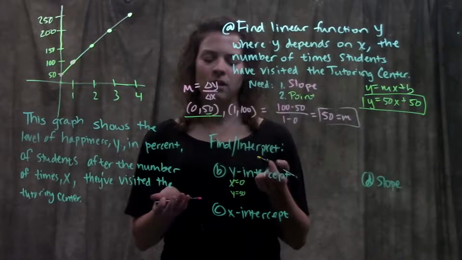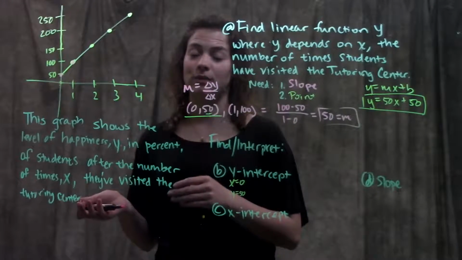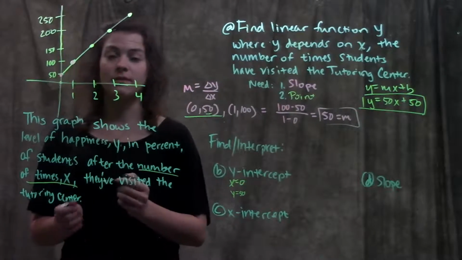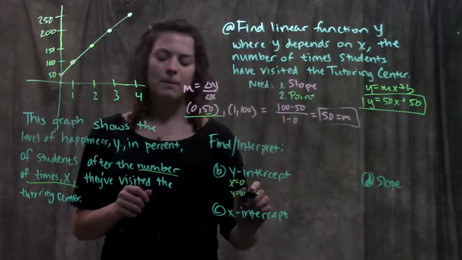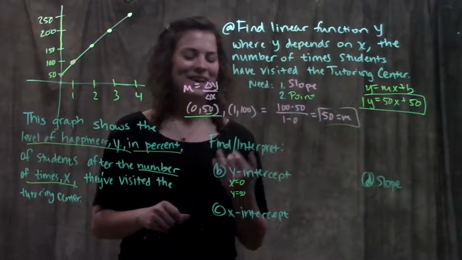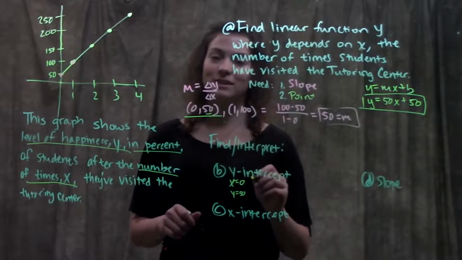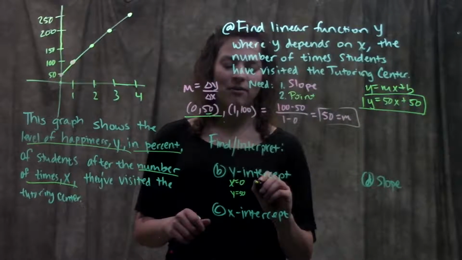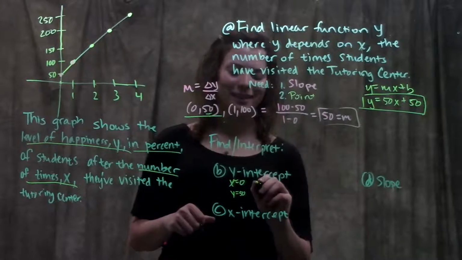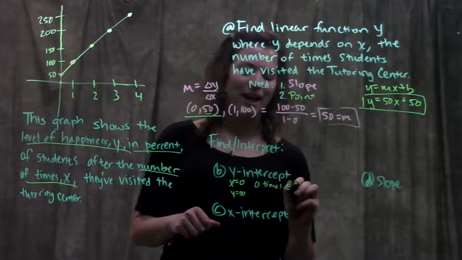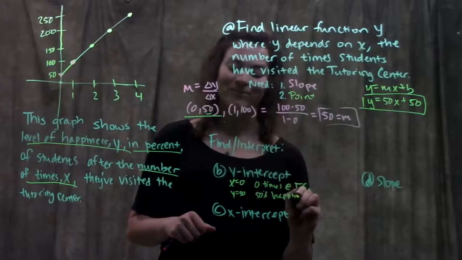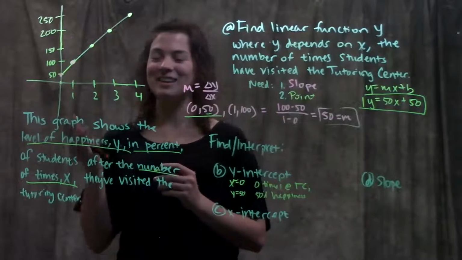And what does this mean? Well, let's go back to what the variables actually represent. So my x values are the number of times that they visited the tutoring center, and my y values are the level of happiness in percent. So if you visited the tutoring center 0 times, that means that you have a 50% level of happiness. You're only halfway at your max happiness. So 0 times at tutoring center equals 50% happiness. Sad. That's okay, you can keep coming.